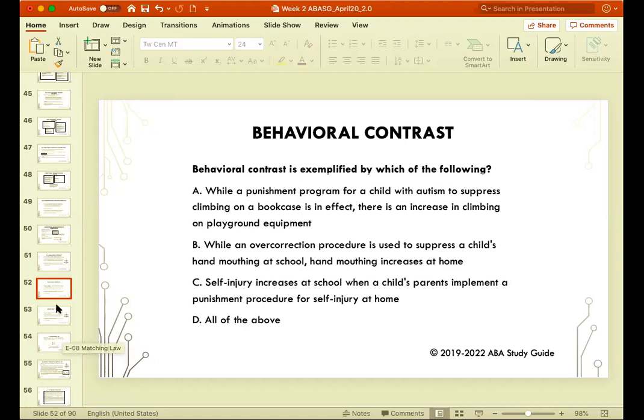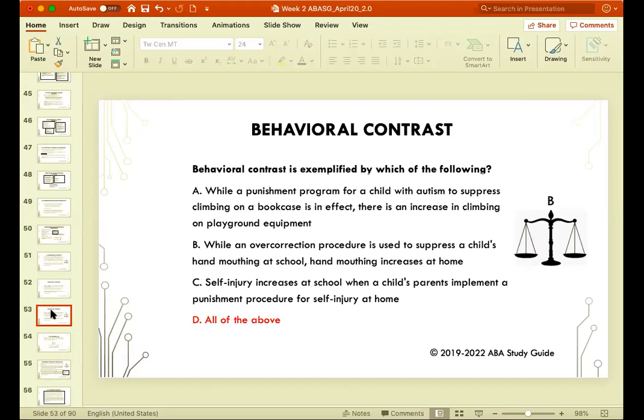Cool. So your schedule of reinforcement in this case is going to be our different environments. In the classroom, climbing on the bookcase is punished. Therefore, this little scale on the left is going to decrease. And therefore, they climb in the playground, that increases.